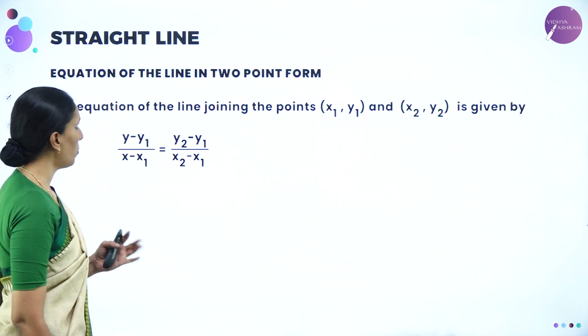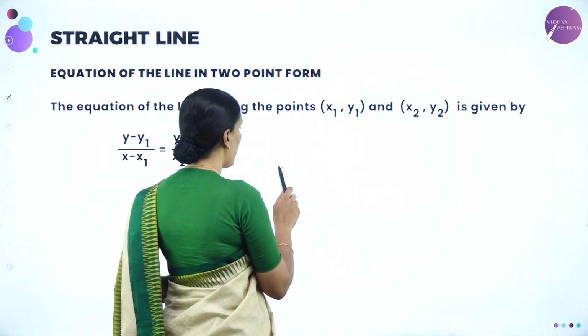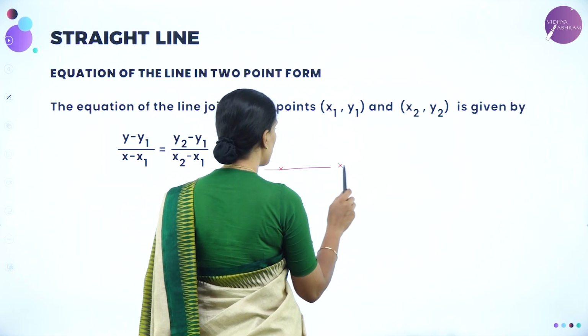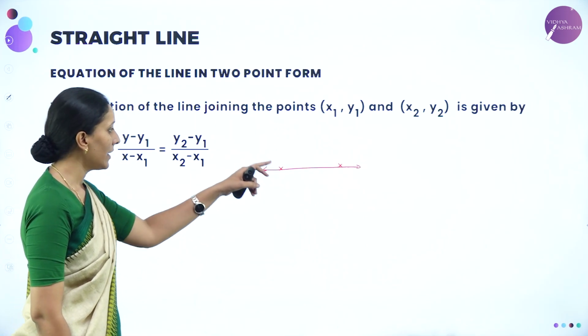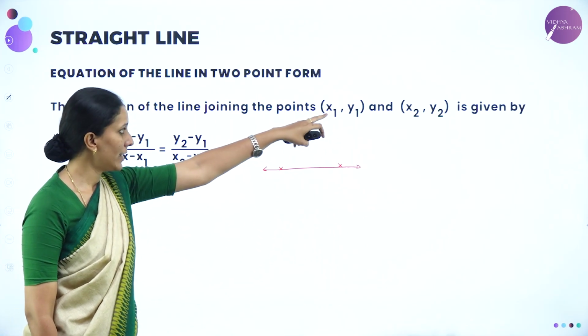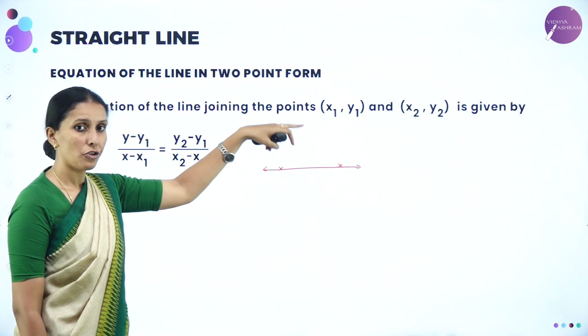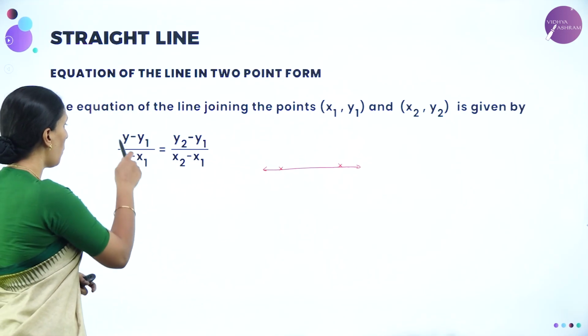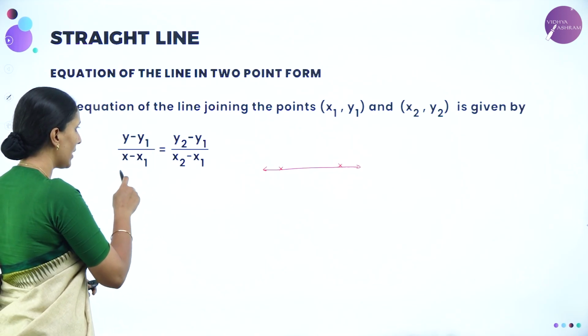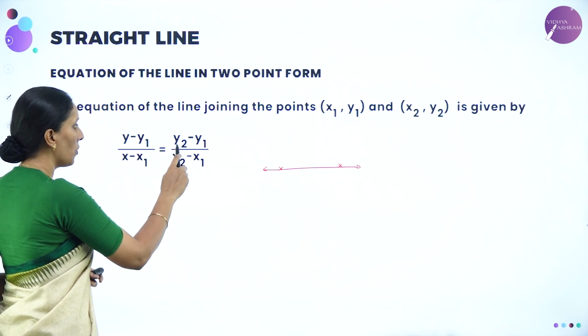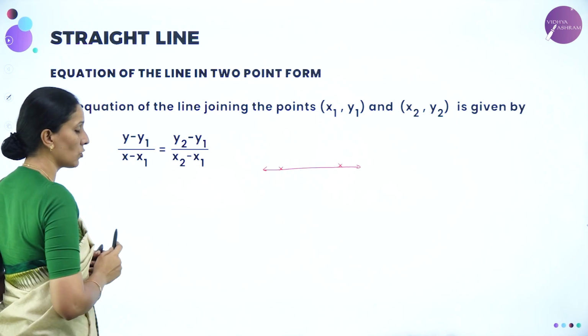Next is the two-point form. That means two points are given through which the line is passing. One point is x1, y1 and another point is x2, y2. Then the equation of this line is given by y minus y1 divided by x minus x1 is equal to y2 minus y1 divided by x2 minus x1.